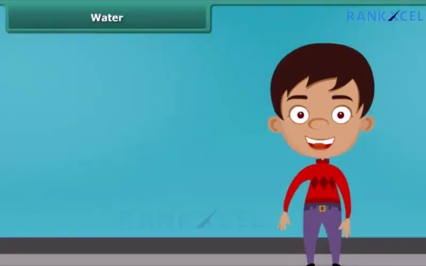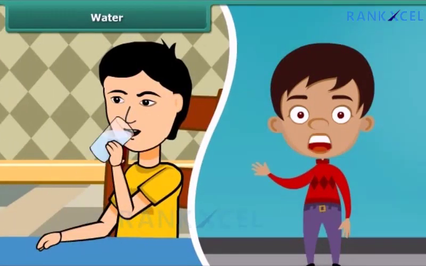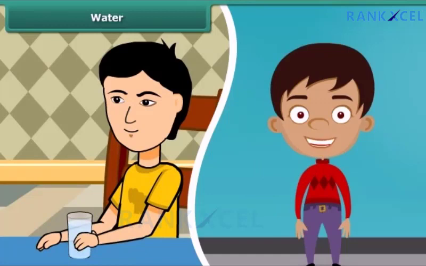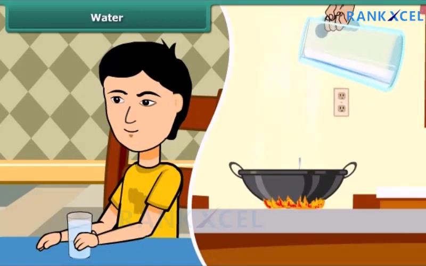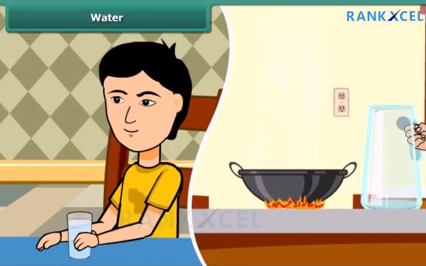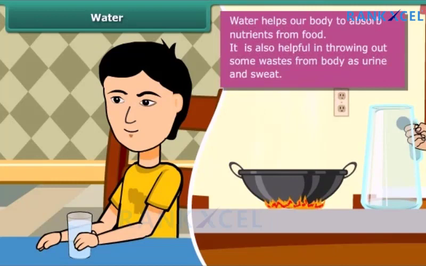Now let us know about water, which is also an important constituent of our food. Our body gets most of the water in the form of liquids. In addition, we also add water while cooking the food. Water helps our body to absorb nutrients from the food. It is also helpful in throwing out some wastes from the body as urine and sweat.